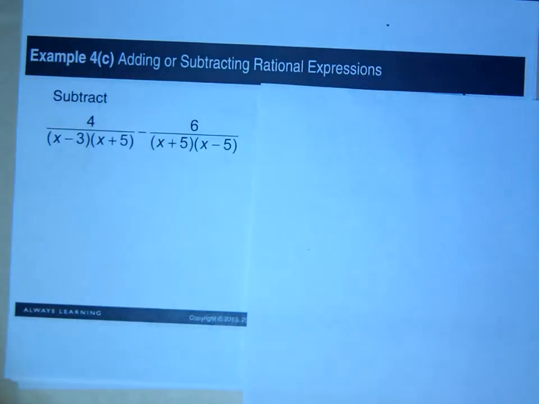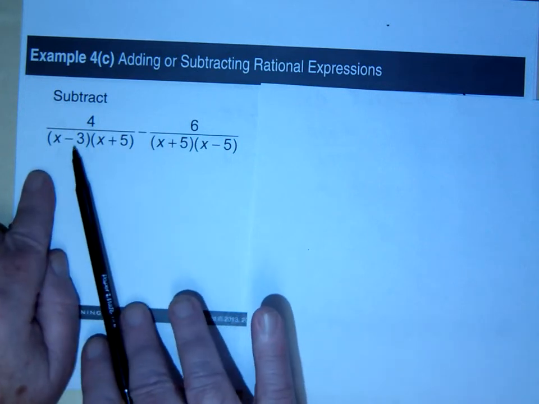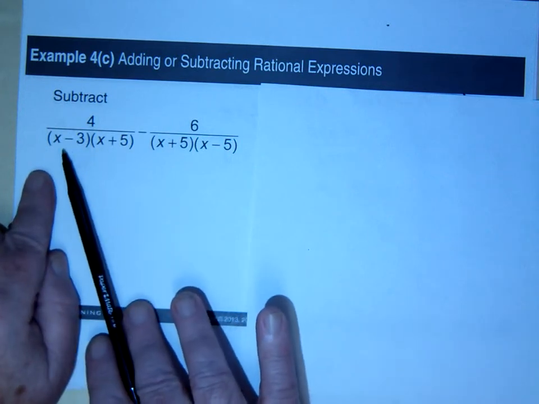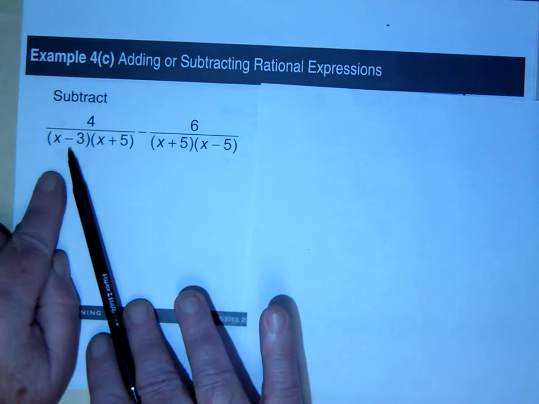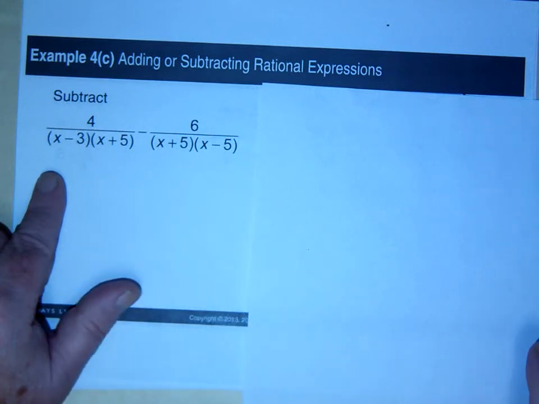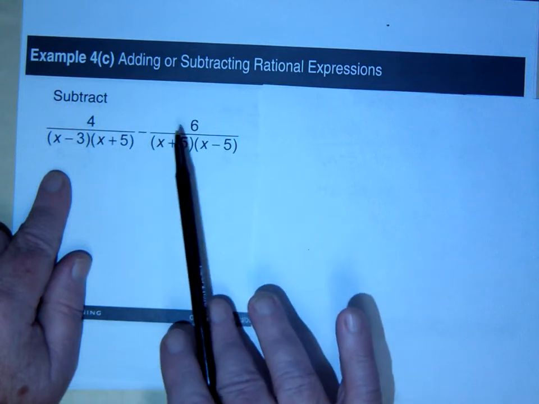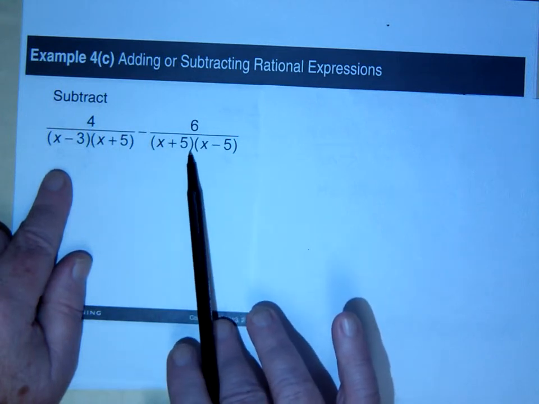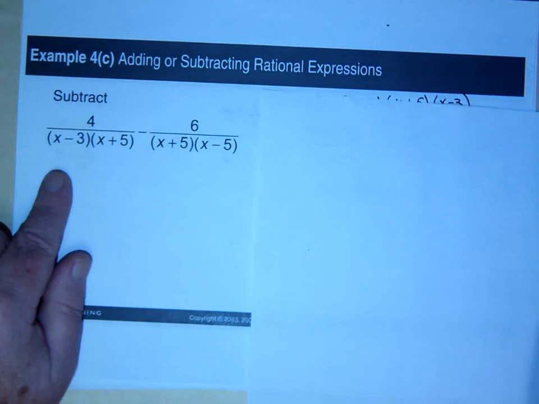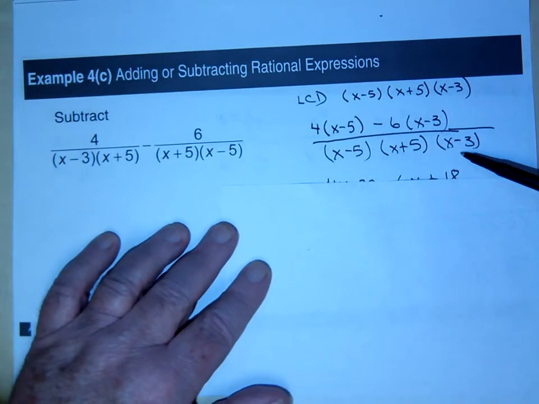This one's a little bit more involved. What I'm going to be doing is subtracting these. I need the common denominator. The least common denominator must have all of these factors. So I'm going to have a factor of x minus 3, x plus 5, and x minus 5. So here I'm going to be multiplying top and bottom by x minus 5. Here I'm going to multiply top and bottom by x minus 3. That's what I'm going to do with that least common denominator. And I'll have this expression all over the least common denominator.